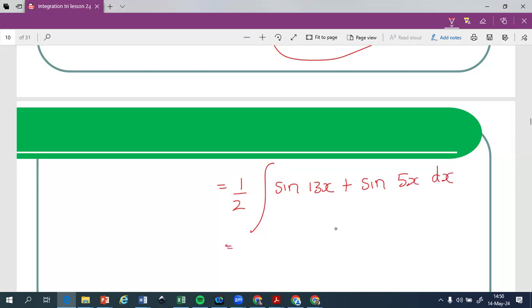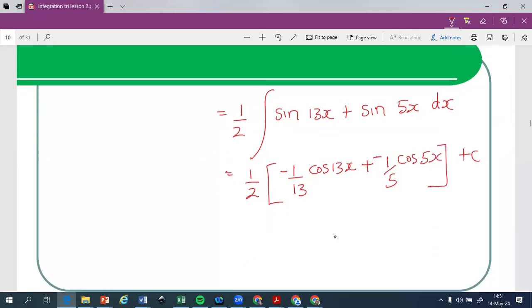Then we can go on and integrate and have a half into, you integrate this is 1 out of 13. But since we are integrating sine, when you integrate sine, you get a negative. So here we shall have cos of 13x. So plus, but when we integrate 1 out of 5, when we integrate sine, we get negative. Then of course, of 5x, then everything plus c.